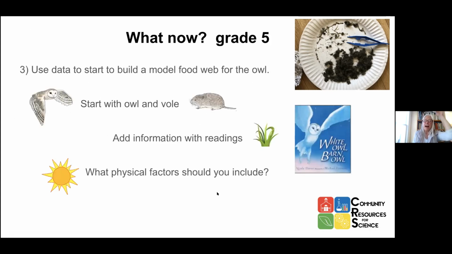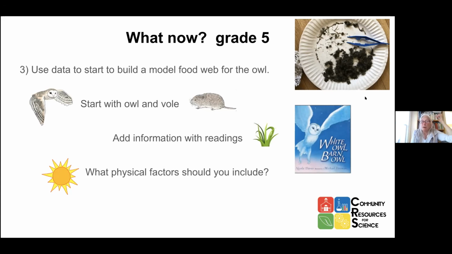And then for grade 5, you could start to use that data to start building a food web for the owl. So if you started with the owl and the vole, you could talk about what are the connections there, and the students could draw that in their notebook to start building a food web. Then you can add some additional information with readings. There's a reading about voles and owls and what kind of habitat they need, what do they eat, to get some more information. Okay, well, it turns out that voles eat grass. Okay, now we can add the grass to our food web.